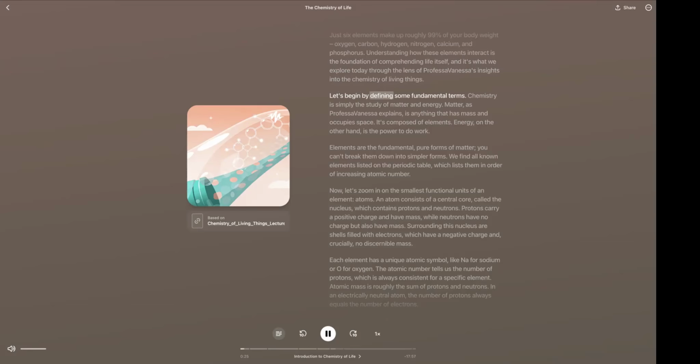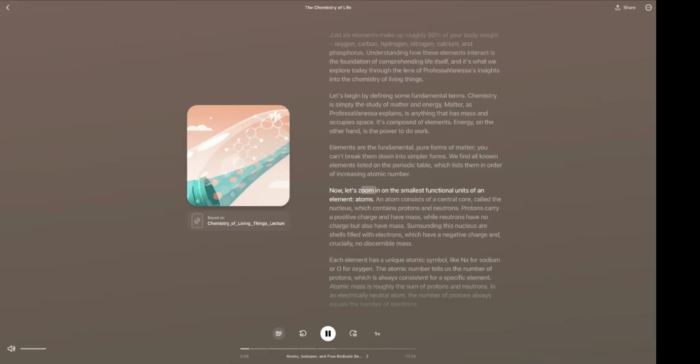Let's begin by defining some fundamental terms. Chemistry is simply the study of matter and energy. Matter, as Professor Vanessa explains, is anything that has mass and occupies space. It's composed of elements. Energy, on the other hand, is the power to do work. Elements are the fundamental, pure forms of matter. You can't break them down into simpler forms. We find all known elements listed on the periodic table, which lists them in order of increasing atomic number.